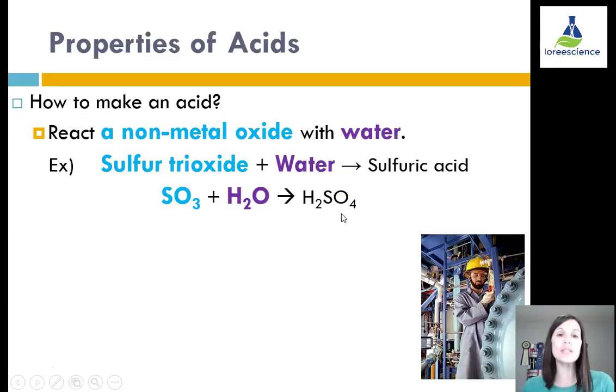And that's one of the reasons why carbon dioxide emissions from cars are making acid rain, because carbon, a non-metal, with oxygen, carbon dioxide, with the water in the atmosphere and with the rain, gives us carbonic acid.